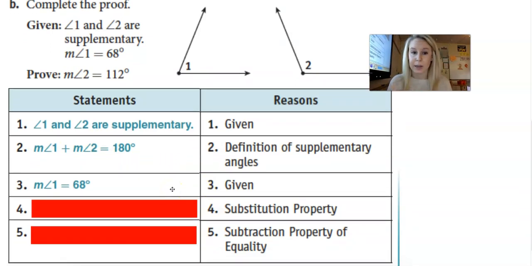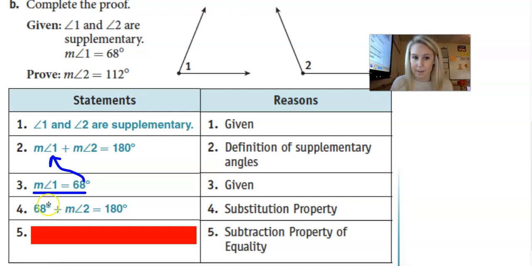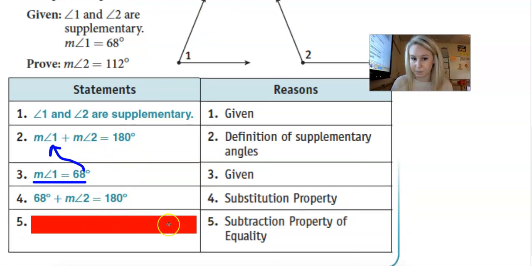Number 4 tells me I need to substitute. So here's an equation in number 2. I know the measure of angle 1 is 68. So what it wants you to do is substitute 68 into your equation. Okay, so replace the measure of 1 with 68, and then drop down, drop down.